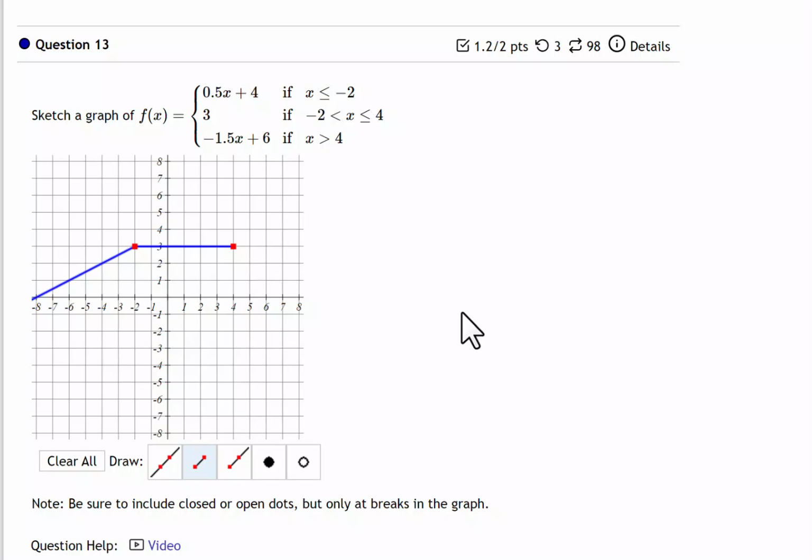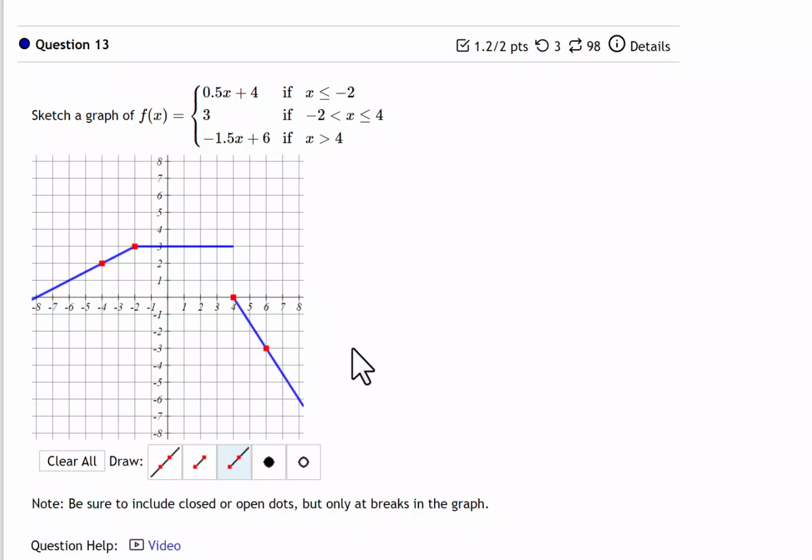The last part says it's negative 1.5x plus 6. If I do 4 times negative 1.5, I get negative 6. Negative 6 plus 6 gives me 0. So when I go over to 4, I'm going to have a 0. Start at 4, 0. Then to get the other part, I'll pick a second number. Once again, I'll pick an even number to get a nice calculation. Negative 1.5 times 6 gives me negative 9. Negative 9 plus 6 will give me a negative 3. So I know to go over to 6 and then down to negative 3 and put my second dot.